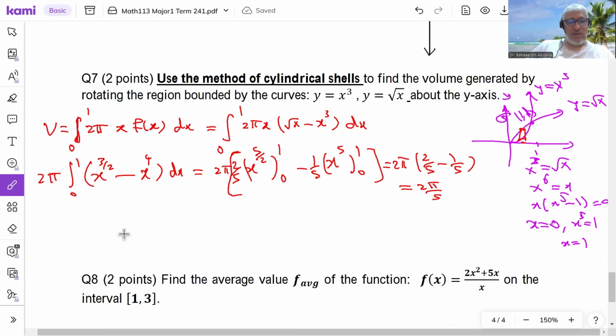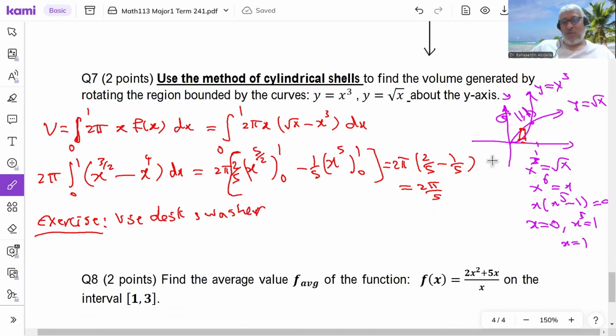That's the answer. Well, you cannot use here the other method because he said you have to use the method of cylindrical shells. But as an exercise for you, do it at home. What about using the method of disk, the disk and washer method, okay?